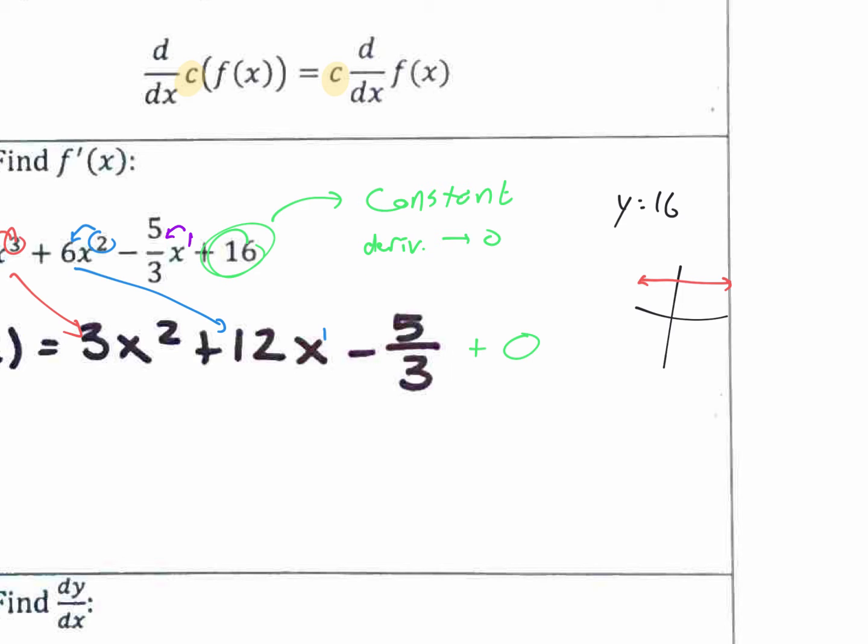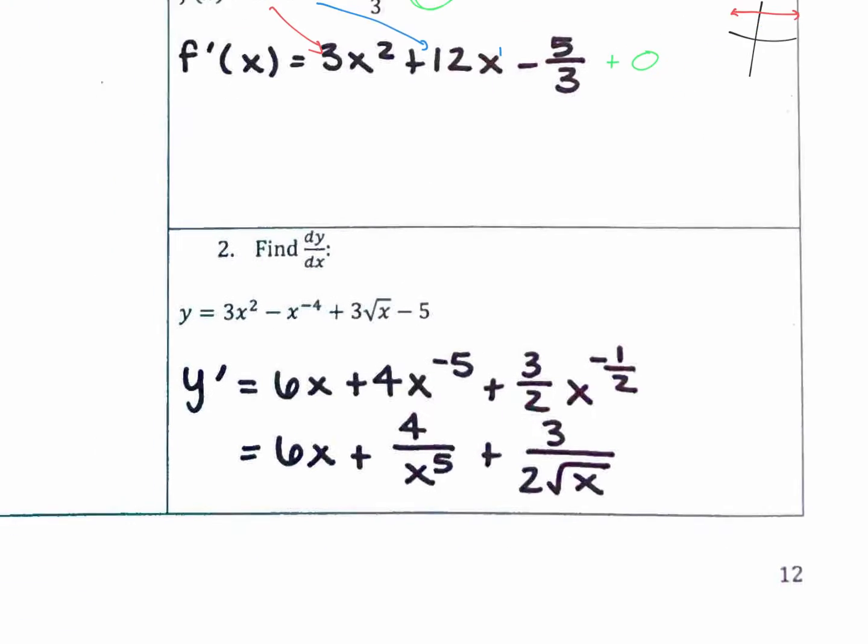You could also do that using the power rule if you really wanted to. I could say 16 is the same as 16x to the 0 power, in which case I'd have 0 x to the negative 1, but 0 times anything is 0, so 0. All right, next one.